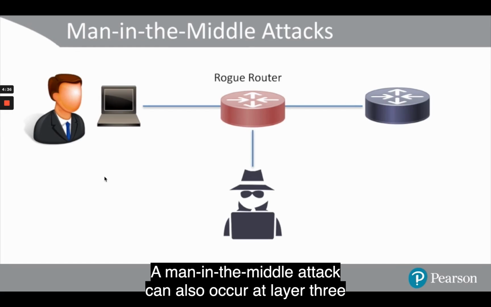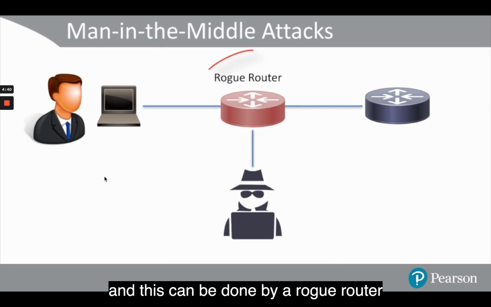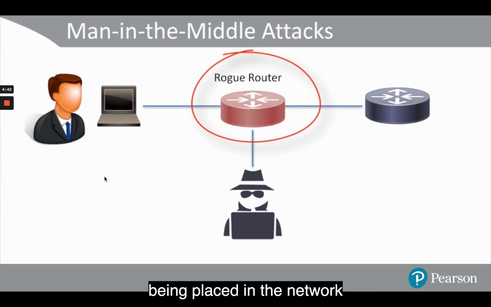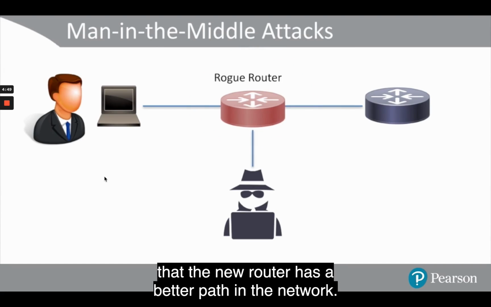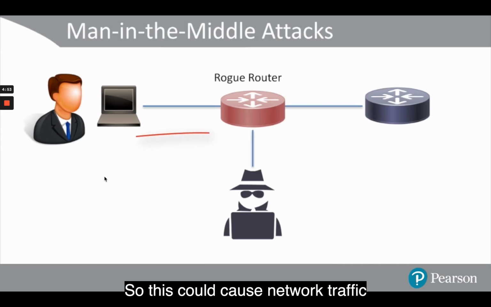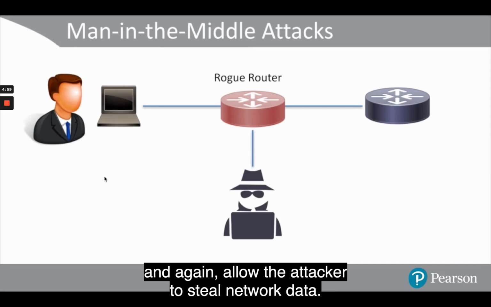A man-in-the-middle attack can also occur at layer 3, like I mentioned before, and this can be done by a rogue router being placed on the network, and then tricking the other routers into believing that the new router has a better path in the network. So this could cause network traffic to flow through this rogue router, and again allow the attacker to steal network data, right?